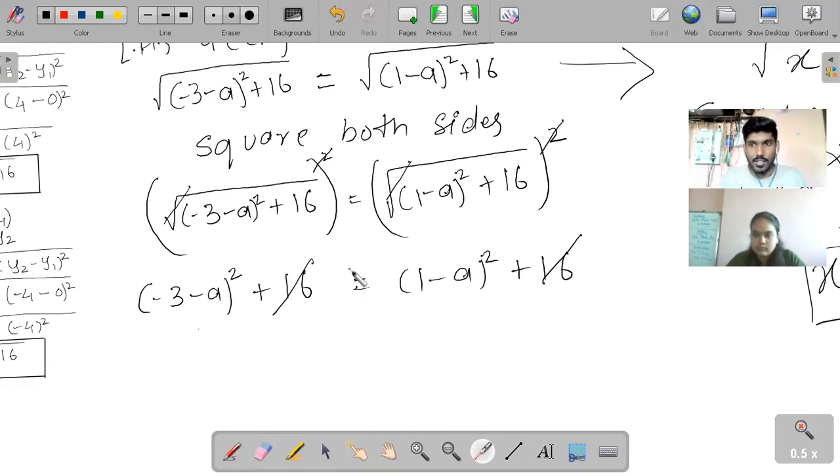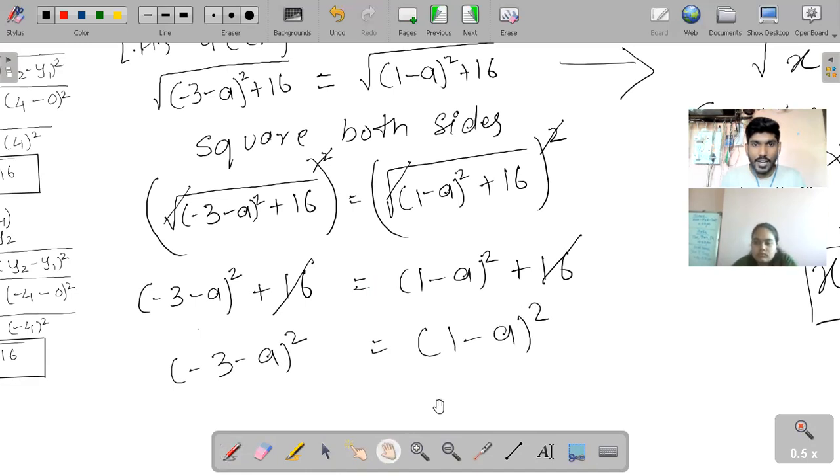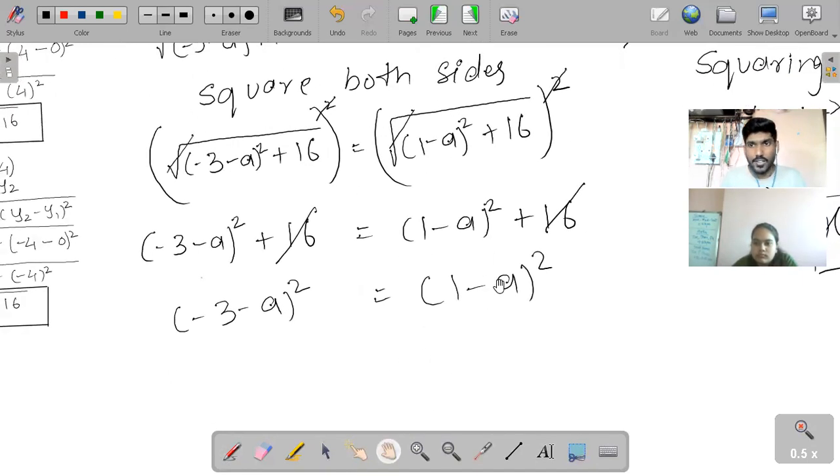So you can cancel it off. Okay. Now you are left with minus 3 minus a, the whole square on your left hand side, and 1 minus a, the whole square on your right hand side. Now minus a and minus a we cannot cancel directly, because it is inside the bracket and it's the whole bracket square, so we cannot cancel it directly.